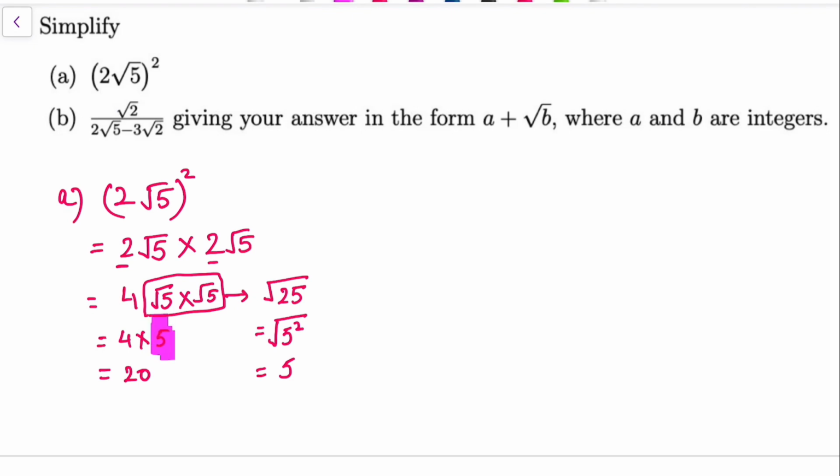All right, so now let's do the second question. The second question says we have √2 over 2√5 minus 3√2, and we have to give our answer in the form of a plus √b. Right, so first we will have to rationalize the denominator. So we will multiply and divide with the conjugate.